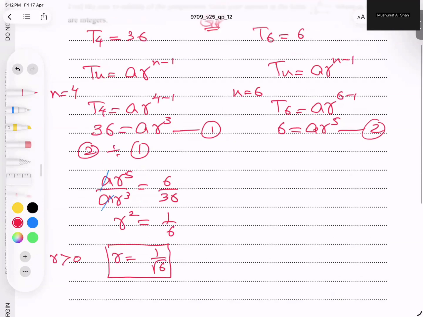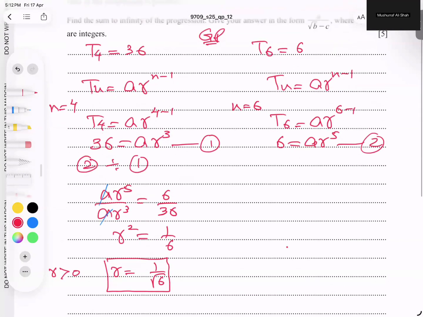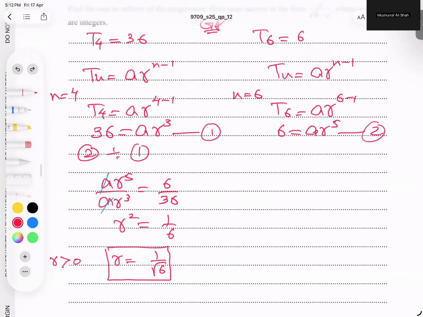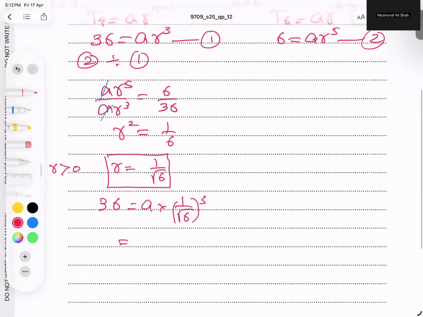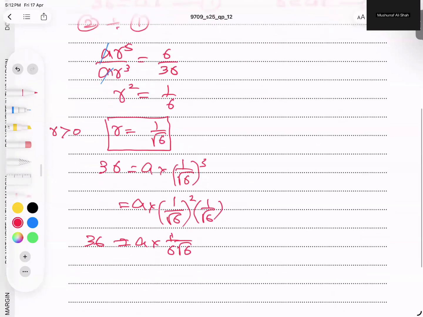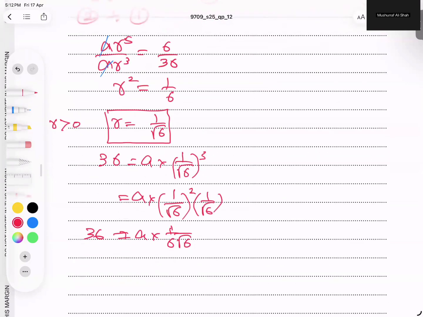And this R value, we are going to plug into any one equation. If I plug into this equation, I will get an A value. What is the A value? Let me write first: 36 is equal to A into 1 over root 6 cubed. So, students, cube means what? Cube means it will come 2 times and 1 time. For example, if I take the square separate and the 1 power separate, here I'm getting 6 and here I'm getting root 6 as it is, and 36.